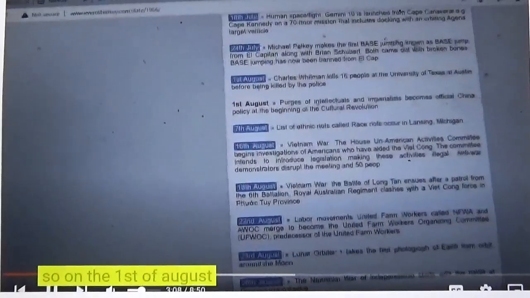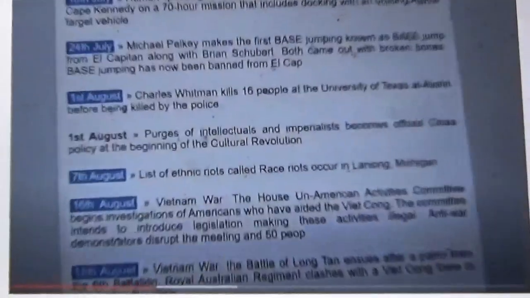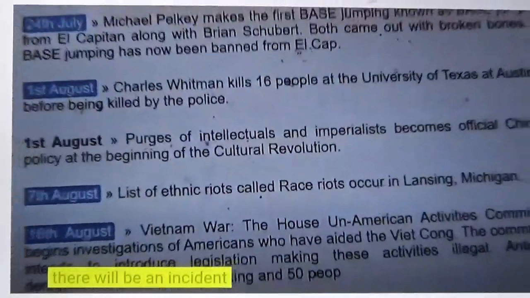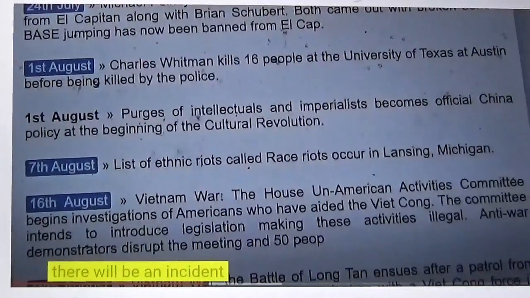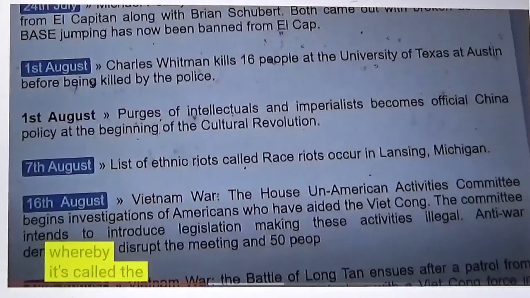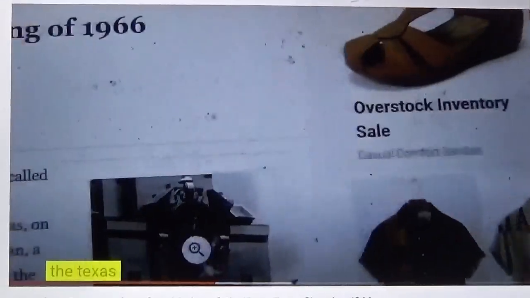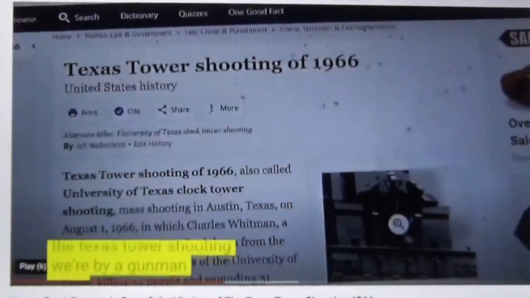So on the 1st of August, 1966, there will be an incident. It's called the Tower Shooting. The Texas Tower Shooting, whereby a gunman. Okay, I'll stop that video.